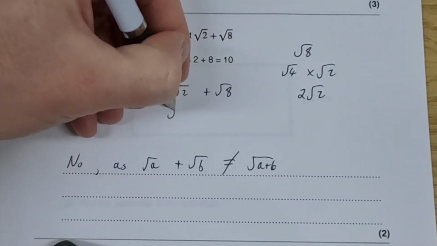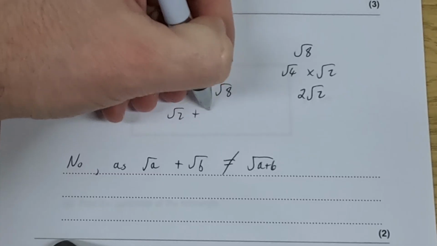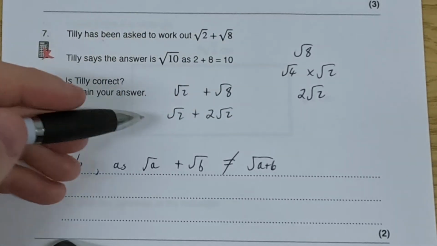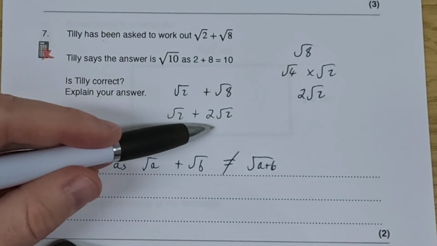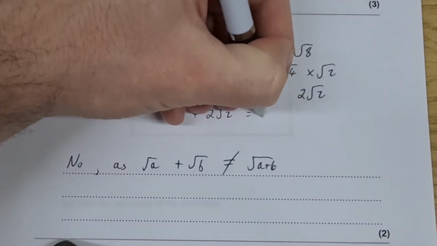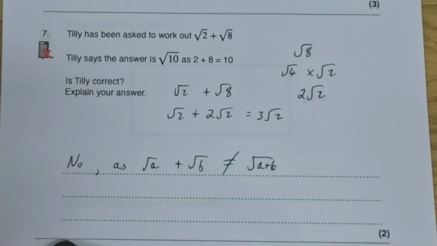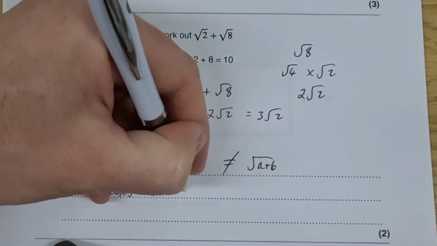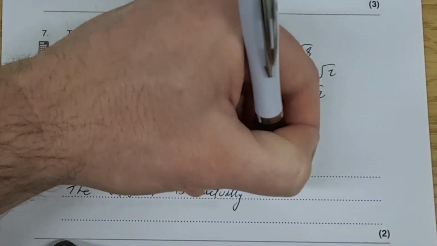So we would have root 2 plus, instead of root 8, 2 lots of root 2. And root 2 plus another 2 lots of root 2, well that's 1 lot of root 2 plus 2 more lots of root 2, which would be 3 lots of root 2. So the answer is 3 root 2. So Tilly's not correct because root 10 isn't 3 root 2. The answer is actually 3 root 2.